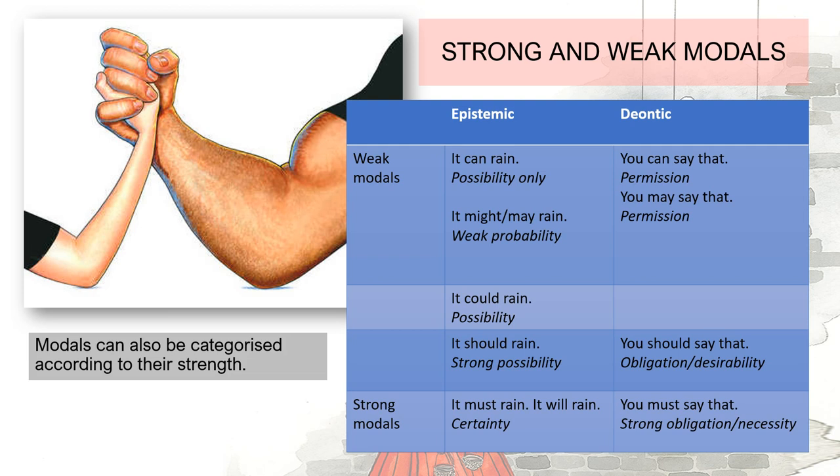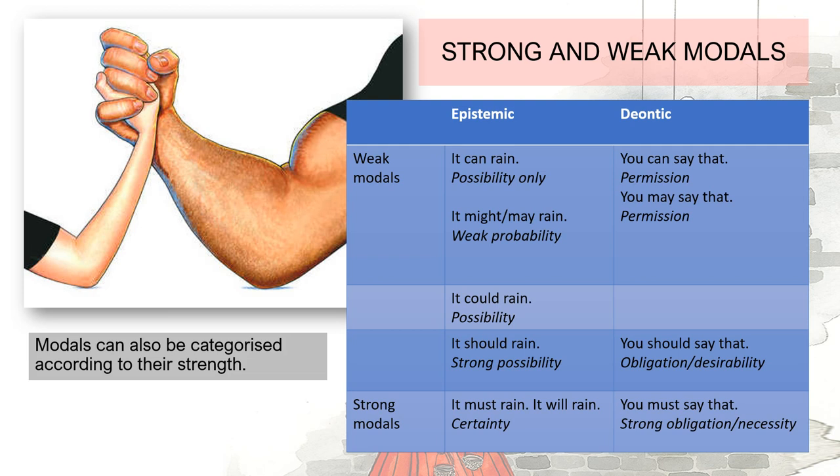"It could rain" is perhaps more definite about the possibility. "It should rain" is now being quite strong about possibility. It's expressing some kind of likelihood. "It must rain" or "it will rain" express certainty. So, as you can see, the use of different modals there has increased the strength of the attitude expressed.